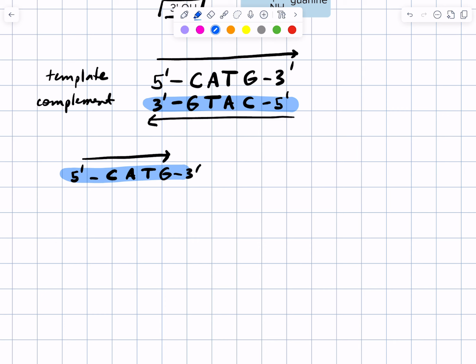Palindrome, yeah, self-complementary sequence. It's not the exact definition of a palindrome in the sense of words that are the same forward or backwards, but it sort of is, right? Because it's self-complementary.